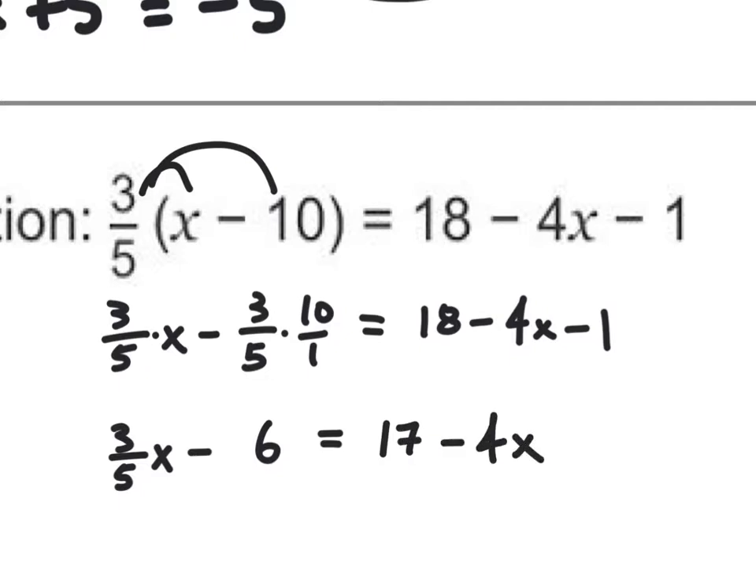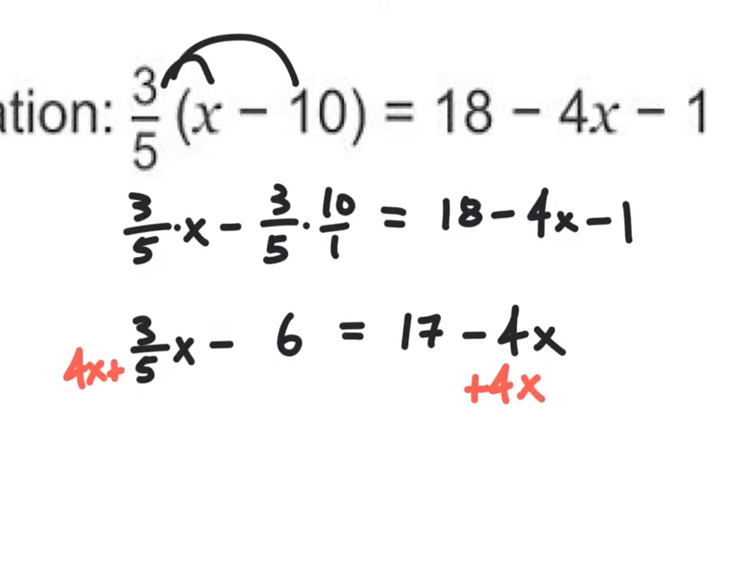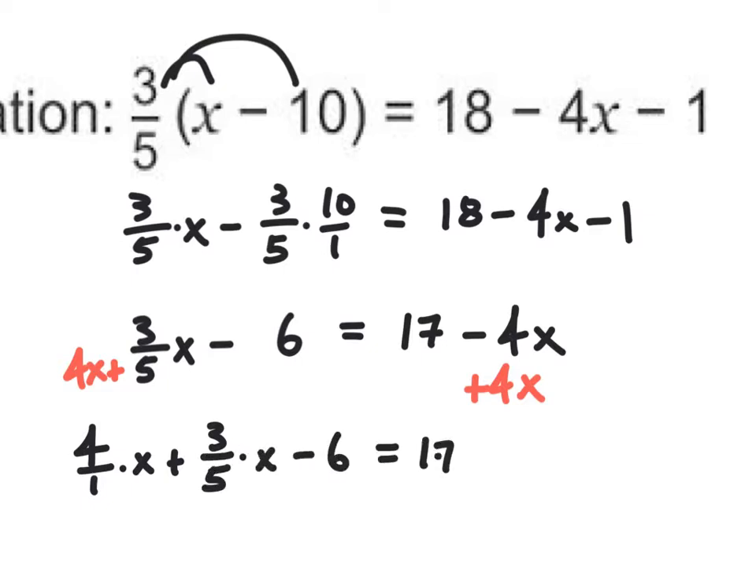Now what I want to do, and you can do a number of things here, but I'm going to go ahead and add my 4x. I'm going to get all my x's on the left side. So add 4x to both sides. So on my next step, I've got 4 over 1 times x plus 3 over 5 times x minus 6, and that's all equal to 17.